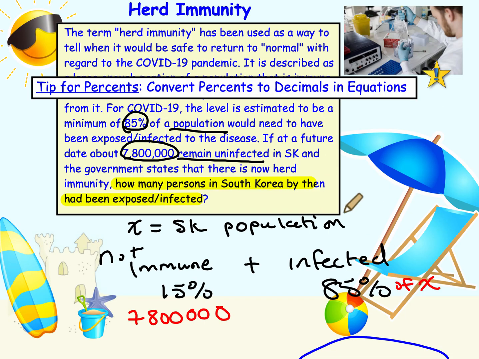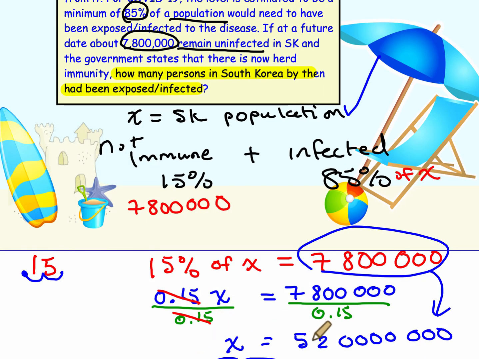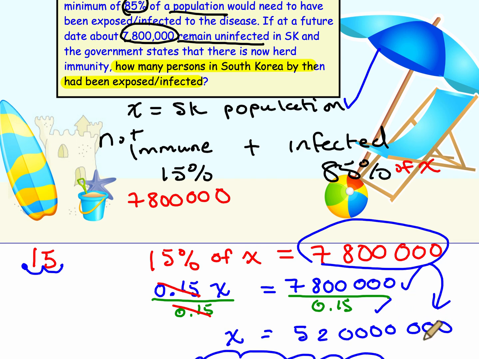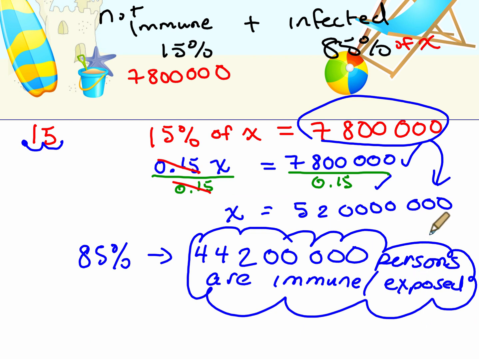So we've defined our variable. We've written an equation that leads to a valid solution. We've solved the equation algebraically, gotten a valid solution to the equation, and we've written a statement that actually answers the question.